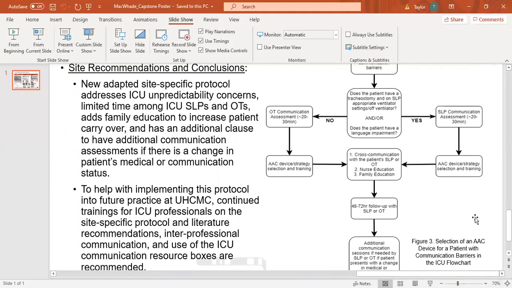OT would take more of the intubated patients or patients not on appropriate ventilator settings because it's more of an access method for communication, so assessing their vision, positioning, and upper extremity skills. Speech, on the other hand, will take patients on appropriate ventilator settings and with a language impairment because that would fall under more of a speech realm for communication assessment.